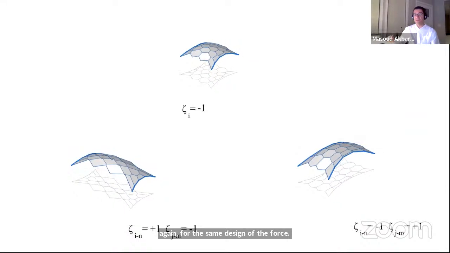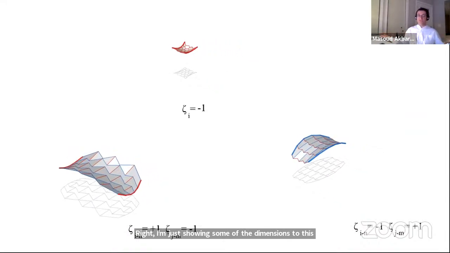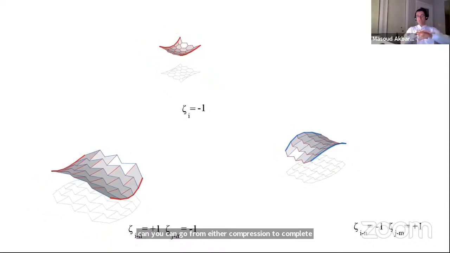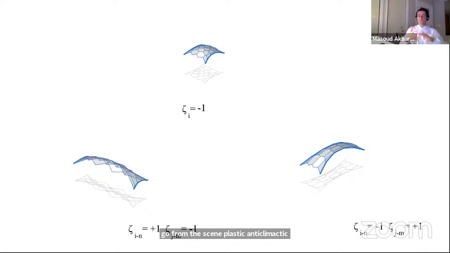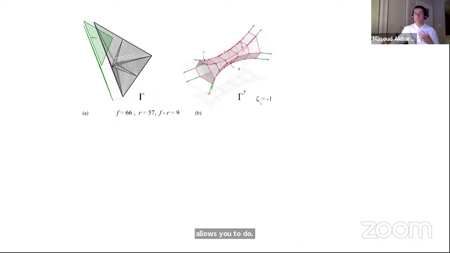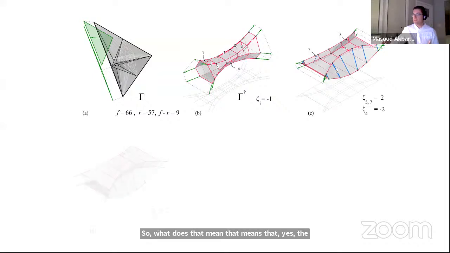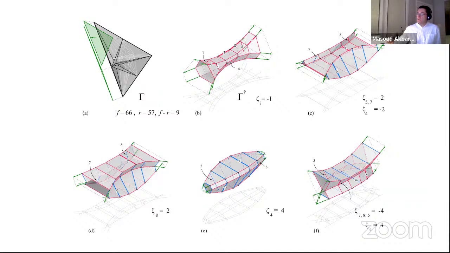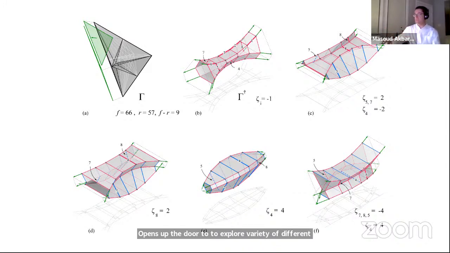I'm just showing some of the animations here. This definitely increases your design palette, right? So you can go from either a compression-only to completely tension-only, or compression and tension combined, and you go from synclastic to anticlastic in any direction, right? That obviously the topology allows you to do. So what does that mean? That means that yes, a network such as this can be turned into this solution, that solution, or any other solution. And this is called playing with the geometric degrees of freedom of the form diagram. And obviously, it opens up the door to explore a variety of different forms that go beyond compression-only or tension-only systems.